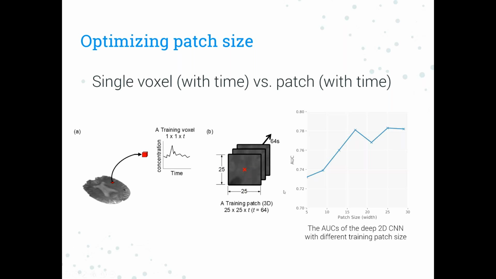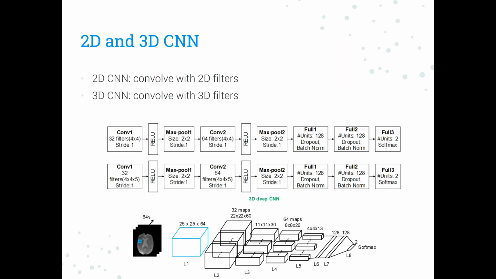So just a side note here, we actually ran a whole bunch of different patch sizes that you can see on here, and we then calculated the area under the curve in terms of performance for each patch size, and we decided that at 25, we seem to level off a bit. So our patch sizes were 25 by 25.